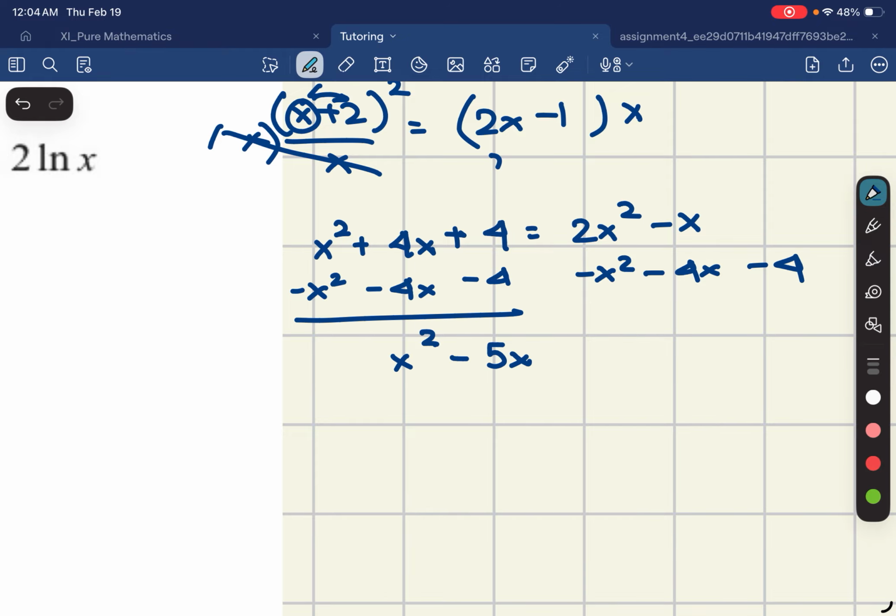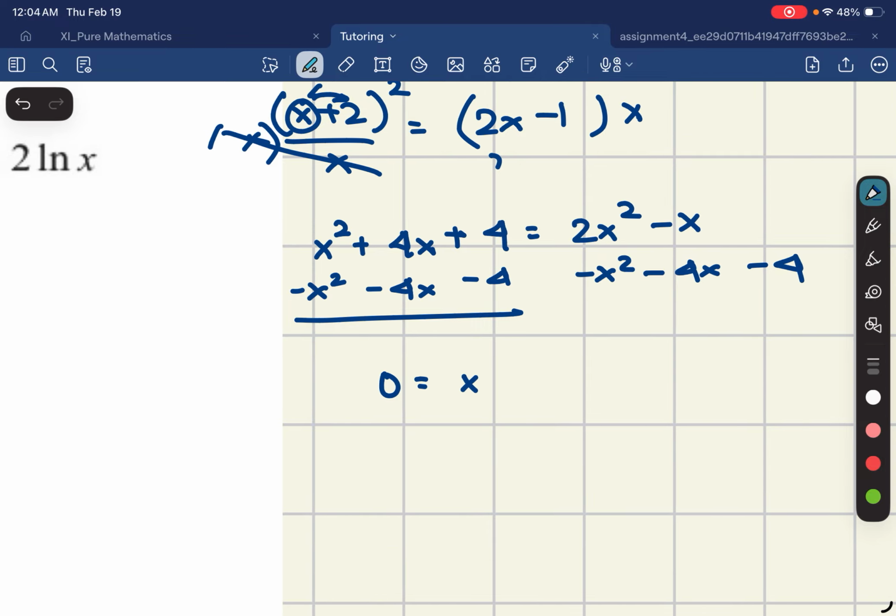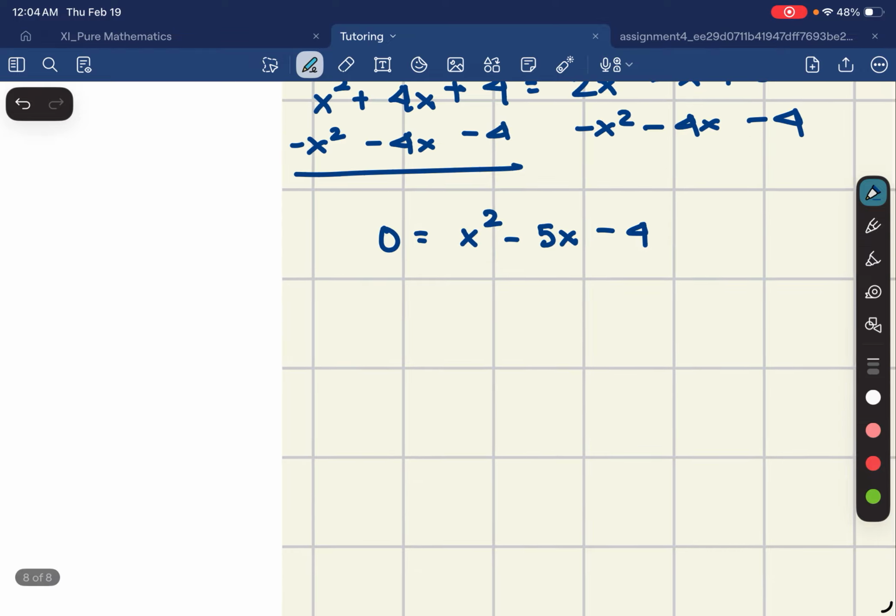So if I do this, this side is going to simplify to 0. Whenever we talk about taking something to the other side, this is actually what we are doing in the background. So this side simplifies to 0, and on that side we have x squared minus x minus 4x is minus 5x minus 4, because this is just plus 0. So now we have to solve this, and let's use the quadratic formula.